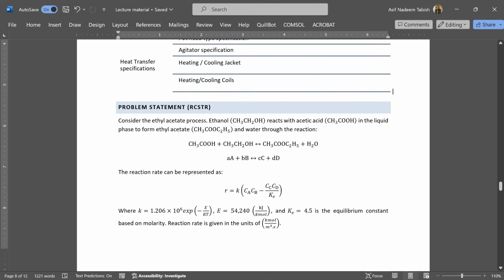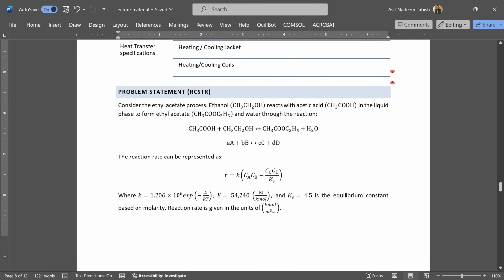Let's consider this problem statement and then we'll move on to Aspen Plus for the simulation of CSTR. Consider the same case of the ethyl acetate process where ethanol reacts with acetic acid to produce ethyl acetate in the liquid phase. We have already defined the reaction stoichiometry and the kinetics in the Aspen Plus file.